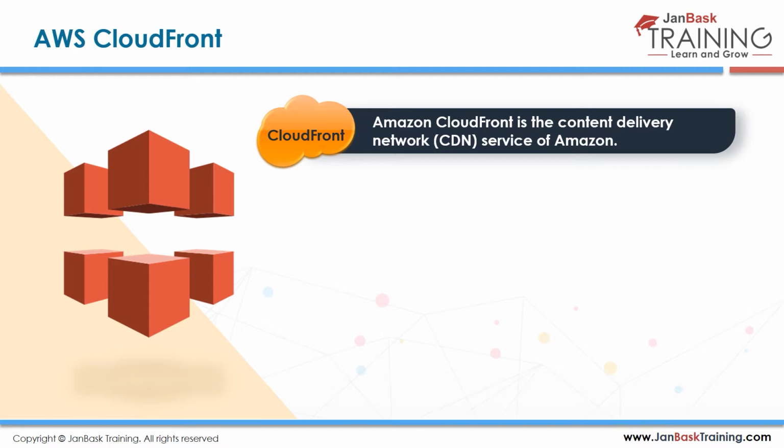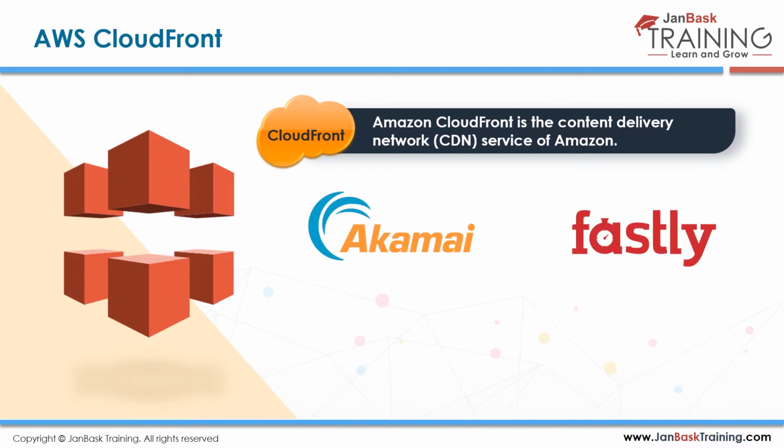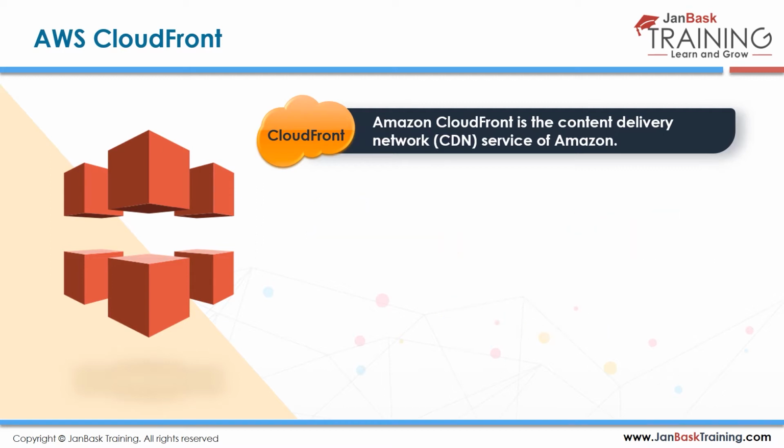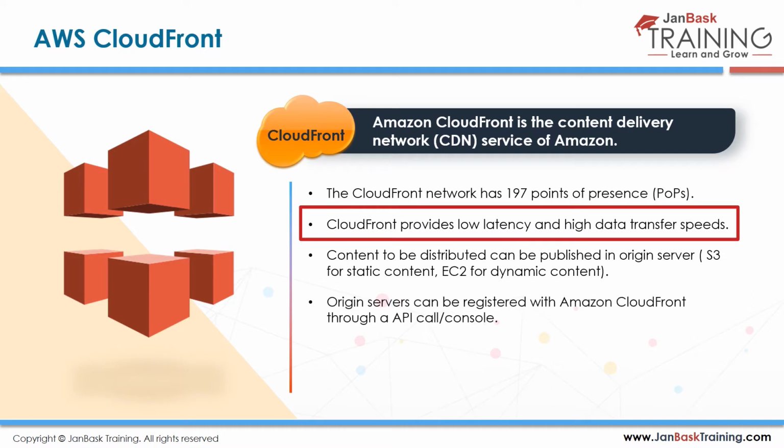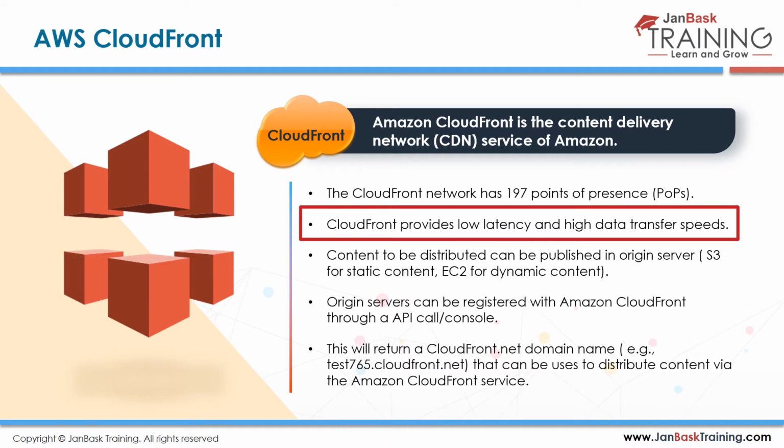There are a lot of CDNs in the market actually. You have your Akamai, you have your Fastly, you have your Google CDN, you have your GitHub CDN, but in the AWS world, the CDN is called CloudFront. What it provides is low latency and high data transfer speeds. Why? Because your content is now much closer to the user. As opposed to coming from a region, it is now coming from a local location.